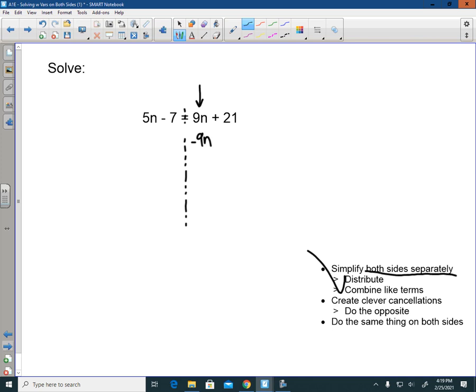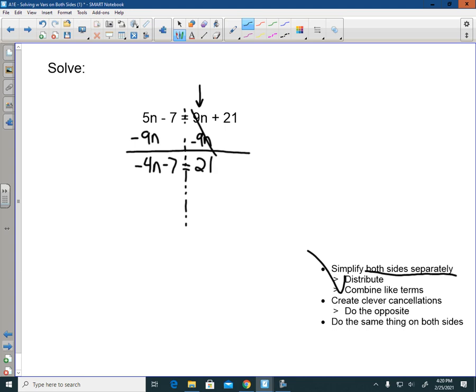So I'm going to subtract 9n from both sides. Notice that I have created a clever cancellation because 9n minus 9n makes it go away. And I have lined up that 9n with the 5n, and I'm just going to solve that part. If I have $5, but I owe you $9, how many dollars am I going to be in the hole? Well, 5 minus 9 is -4, and then we just tack on that n. Now we haven't done anything with the -7, so that comes down, equals 21.